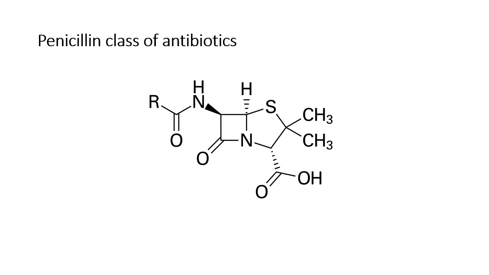So the penicillin class of antibiotic has this common structure. Obviously, the beta-lactam, as you would expect, has an amide and then an R group here, which is variable. But then we have a second ring, which is a 5-membered ring with a sulfur in, and then this essential carboxylic acid here at this position. And we'll talk about structure-activity relationships in a short while.